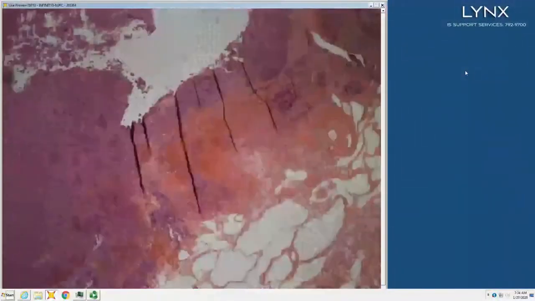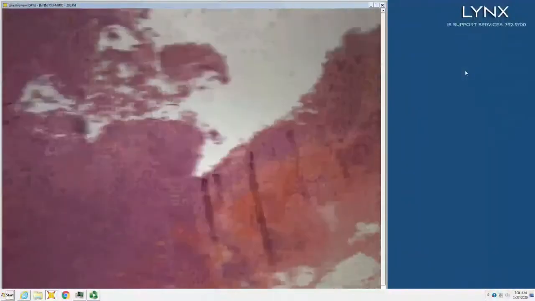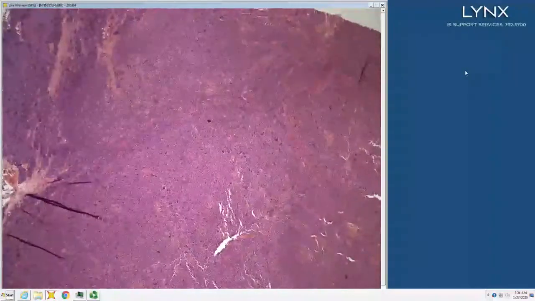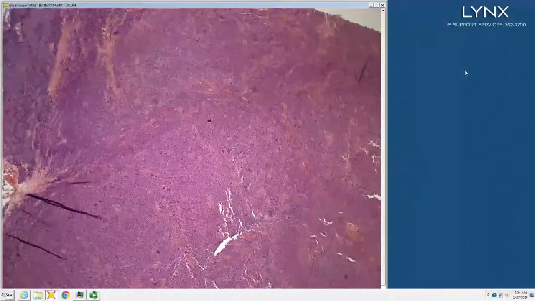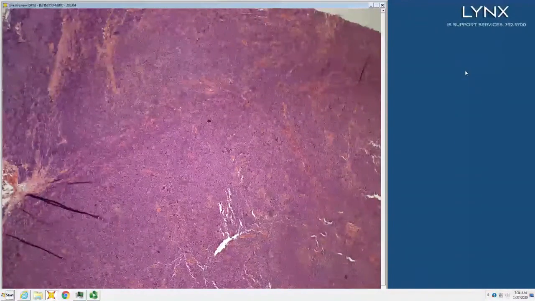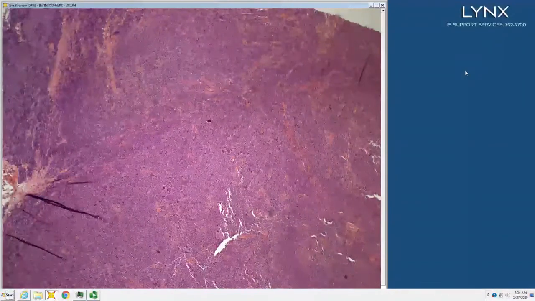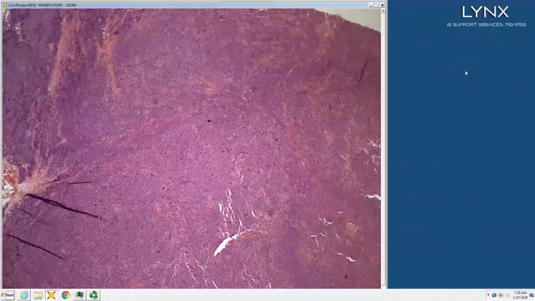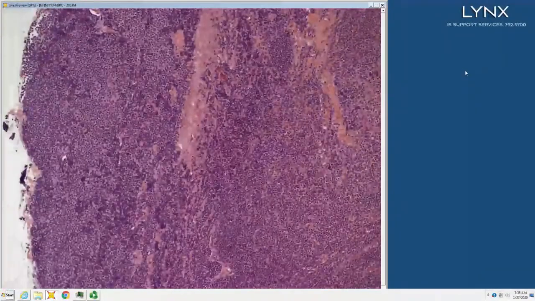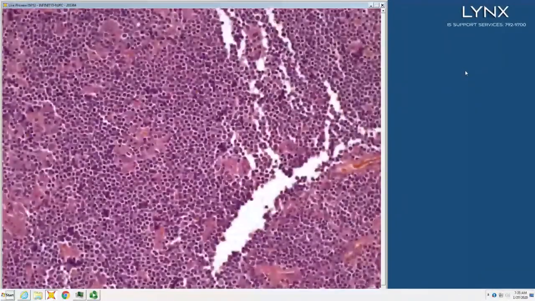So here we have a fairly diffuse pattern of cells. And the first thing is, do the cells vary much, or are they pretty monotonous all the way across the field? It's just sheets of very monotonous lymphocytes, right? That's concerning for lymphoma. And then you're going to look to see what kind of lymphoma.